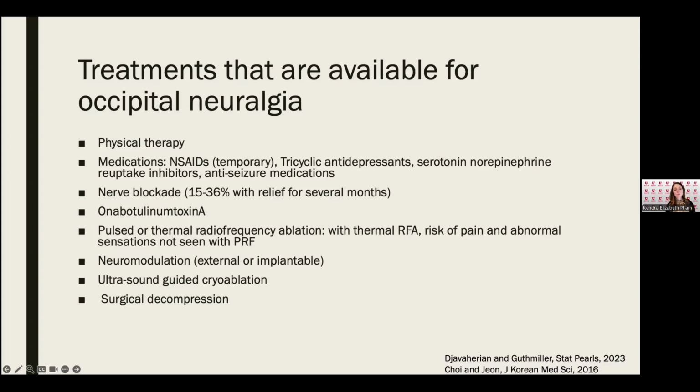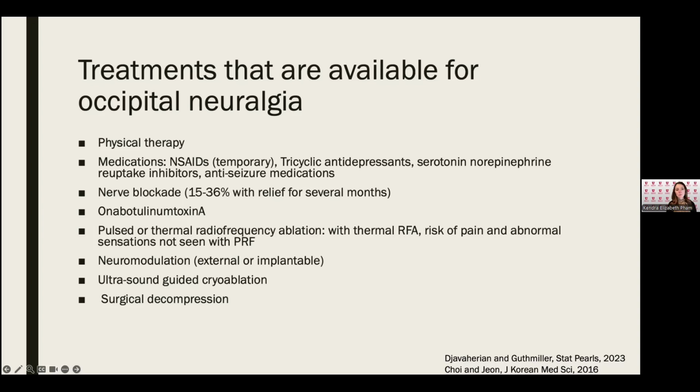Onabotulinum toxin A, which is also called Botox, is another potential treatment. It is hard to get for people unless they also have chronic migraine, but that may be a possibility. When people respond to nerve blocks, but they're not lasting very long, sometimes we'll have them go on to see a pain management specialist to see if there's more of a longer term treatment.